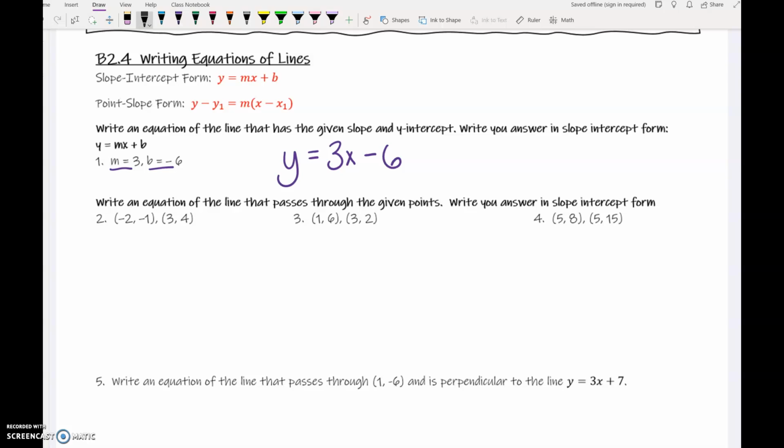I just noticed that both of these instructions say "write you answer" instead of "write your answer," and that really bothers me.